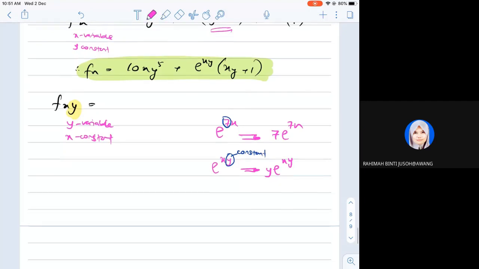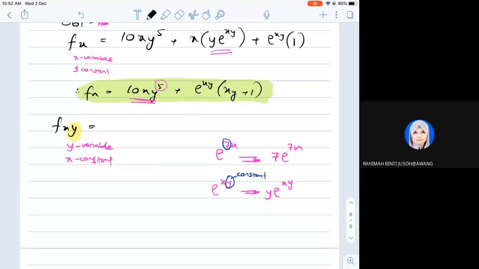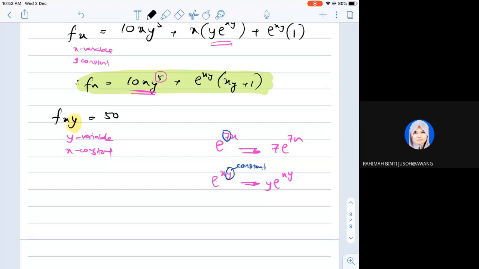Now look here. We have 10xy to the power of 5. We differentiate with respect to y. So what happens to this 5? We should bring this 5 to the front. So we'll have 50. X is just a constant, so just copy it down. And then y to the power of 4. Okay, good. Now, guys, we have this term.